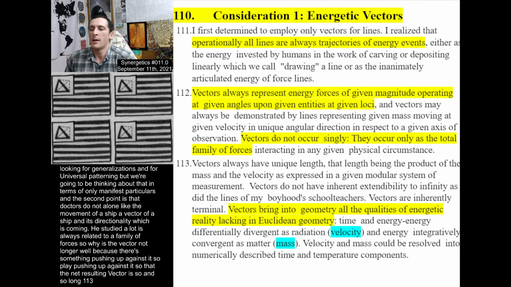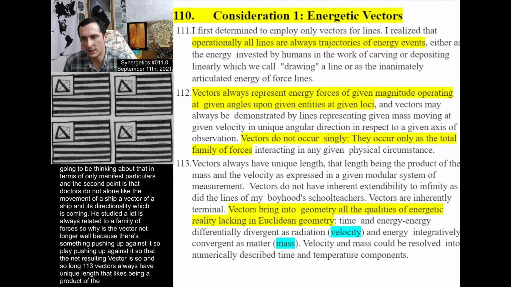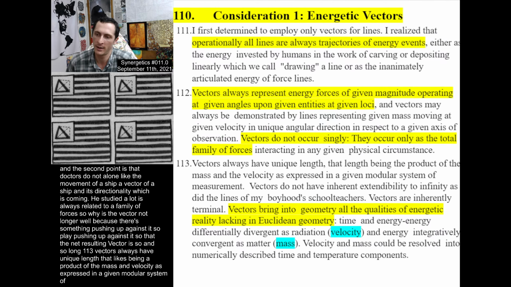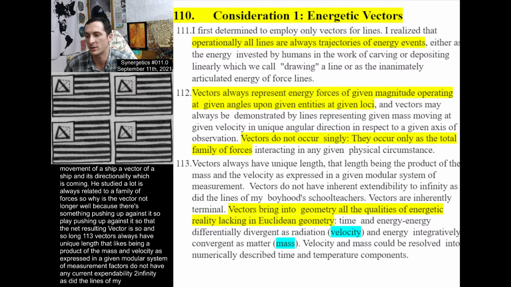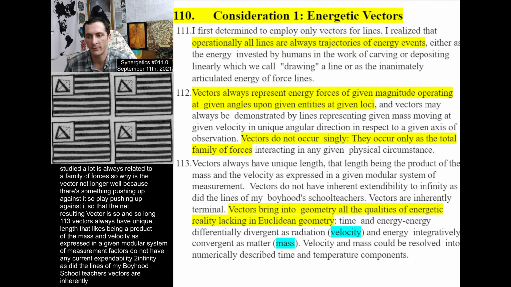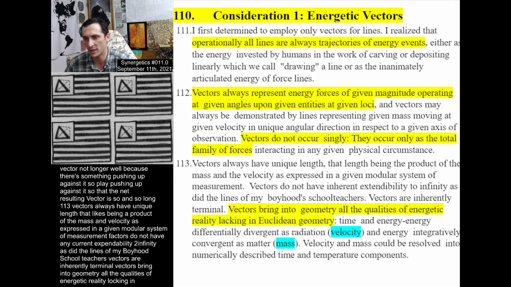113. Vectors always have unique length. That length being the product of the mass and the velocity as expressed in a given modular system of measurement. Vectors do not have inherent extendability to infinity, as did the lines of my boyhood's school teachers. Vectors are inherently terminal. Vectors bring into geometry all the qualities of energetic reality lacking in Euclidean geometry.